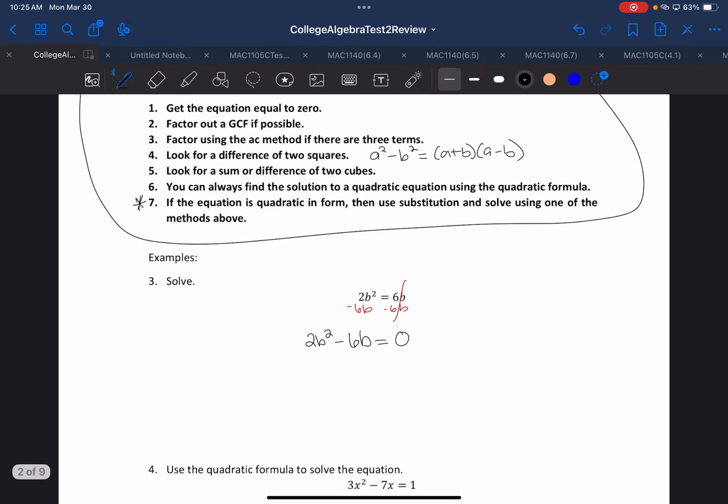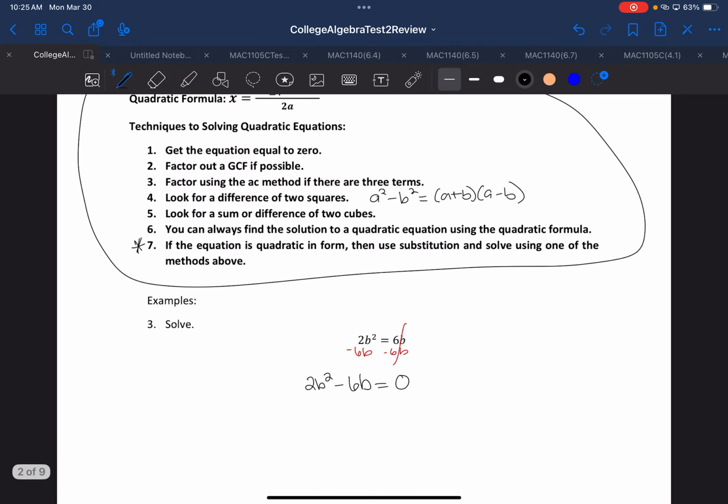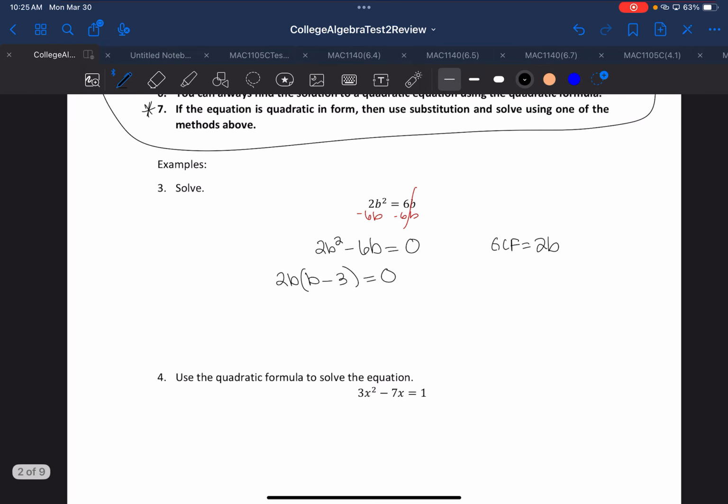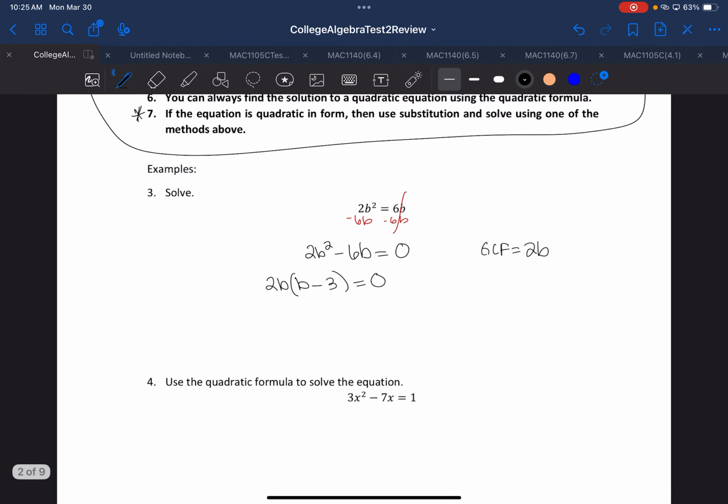And then this one is only 2 terms, and they have a GCF. So I can factor out the GCF of 2b. That's my GCF. They both have a factor of 2b. So if I factor out 2b, that leaves me with 1b in the first term minus 3. Right? Factoring out a GCF. That's what I just did.